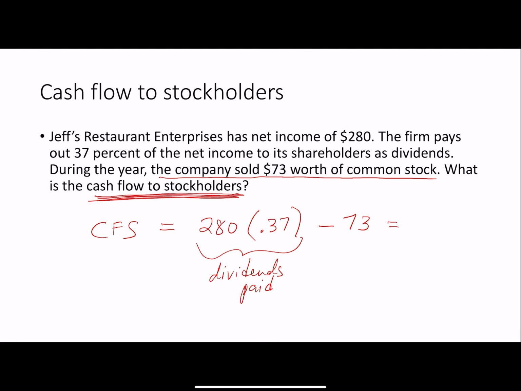So overall, in terms of the cash flow to stockholders, we have dividends paid as a positive contributor to that, and this $73 as a negative contributor to that. And the result is $30.60. That represents our cash flow to stockholders.